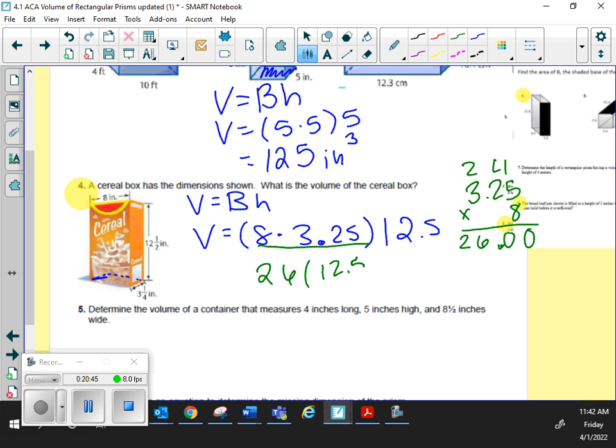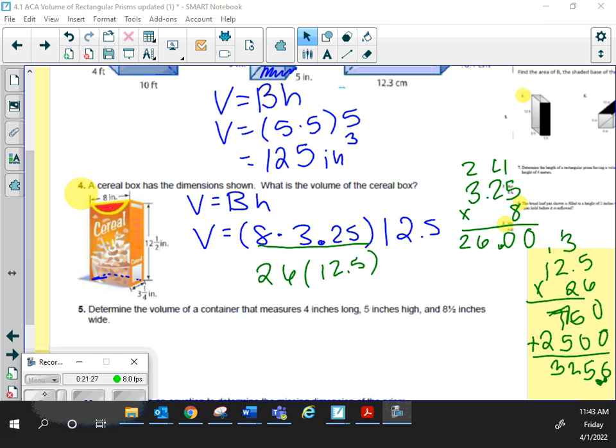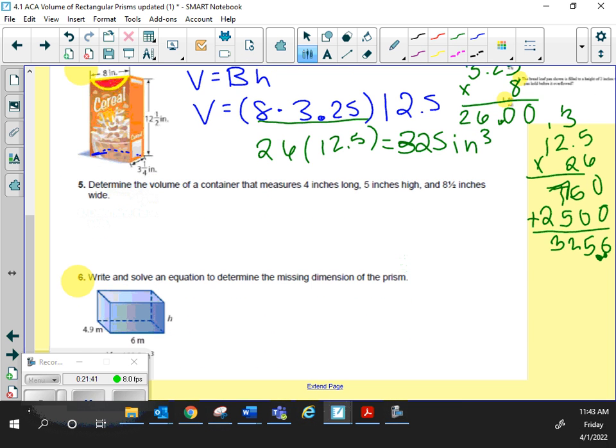I still need to multiply by 12.5. Ready, set, go. I'm going to put 12.5 on top. Multiply and go. Okay, what did you get? Okay, we got 325 inches squared. How do you get to 0.6? It's a zero. Sorry, let me rewrite that. Okay, it says 325.0.